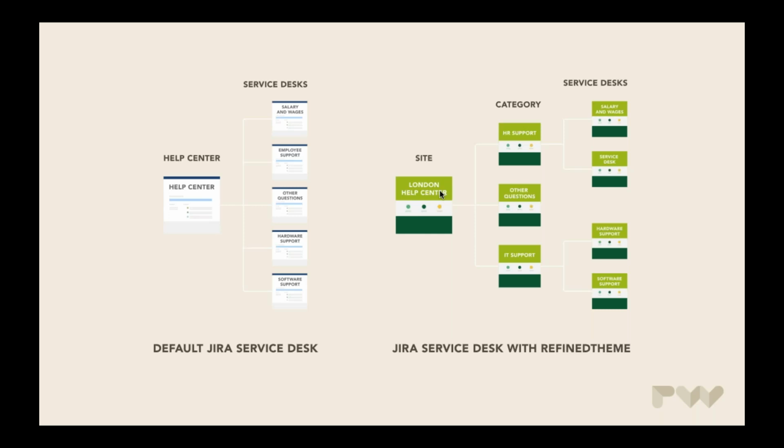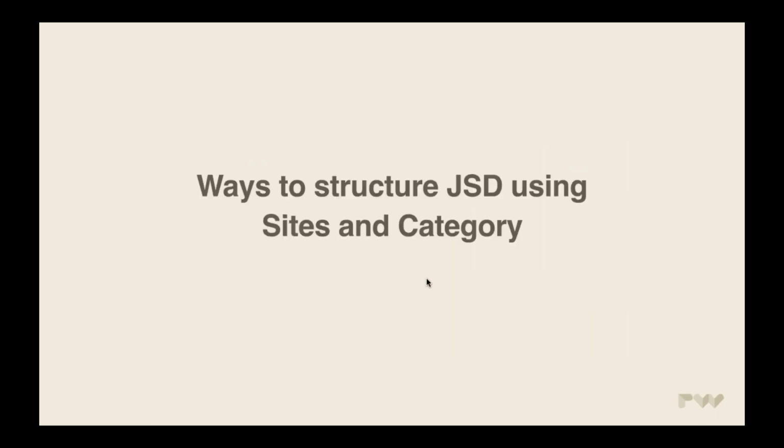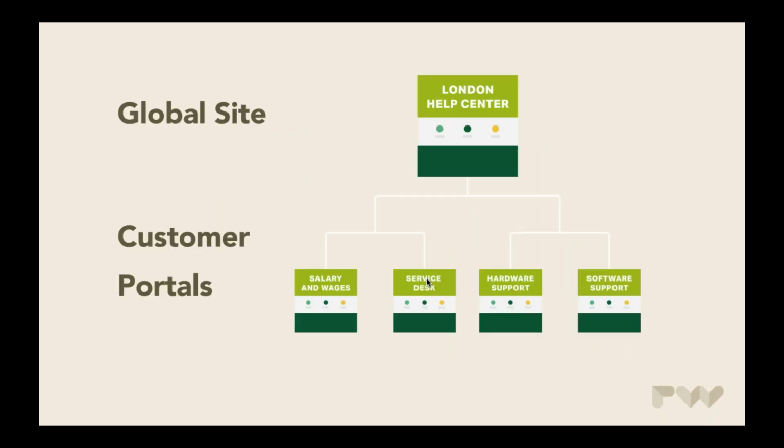So if you wanted to just have a very simple structure where you have your London Help Centre with the portals, that's possible. If you want to go beyond this and have 2 sites, that's also possible. Now I'm going to show you different ways that you could structure your Jira Service Desk using the site and category concept. Here we have the simple structure.